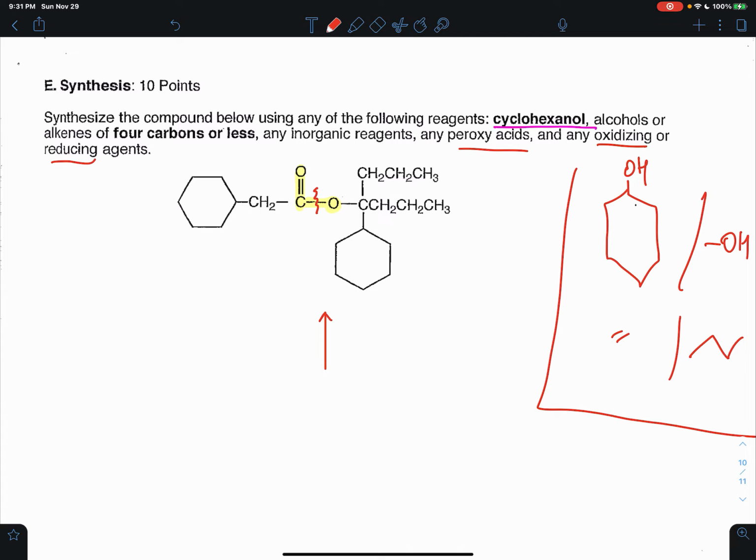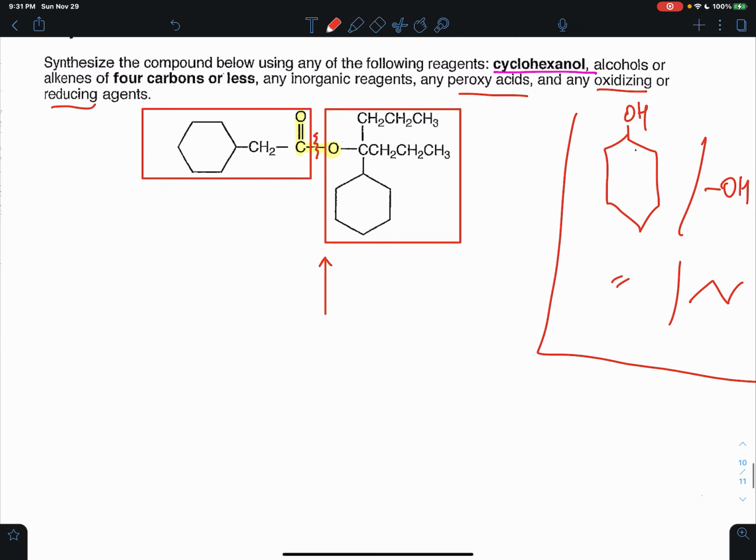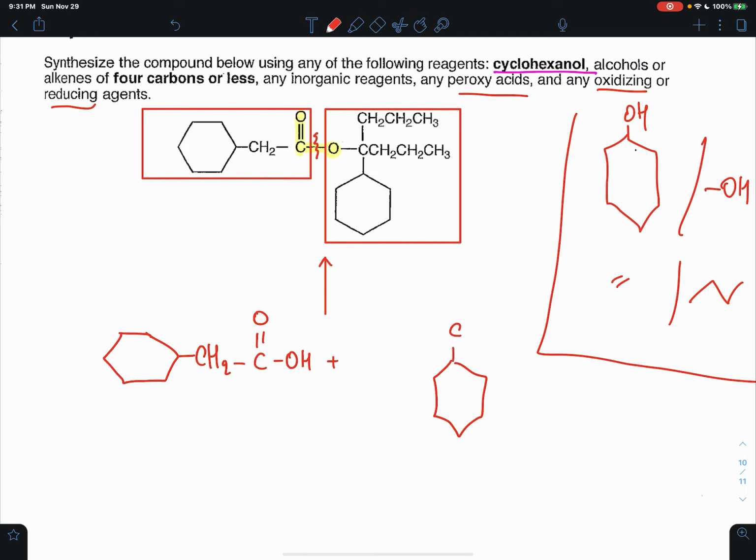But what you do to form this ester is going to be a carboxylic acid and an alcohol. So this is going to be the carboxylic acid part that you're going to form, and this is going to be my alcohol that I'm going to form. So it's going to be a cyclohexane with a CH2, C double bond O, OH, plus a carbon right here, connected to 1, 2, 3, connected to 1, 2, 3, 1, 2, 3, and then there's an OH right here. And the reagent that you have to use is an acid.